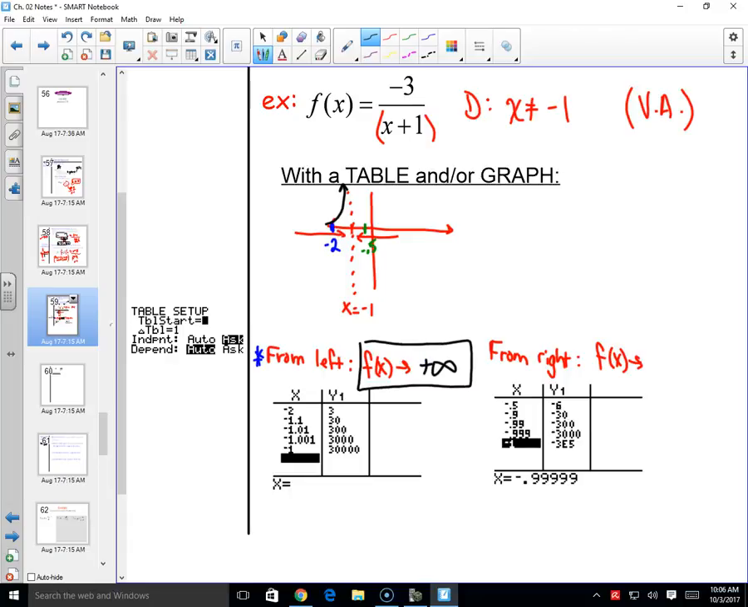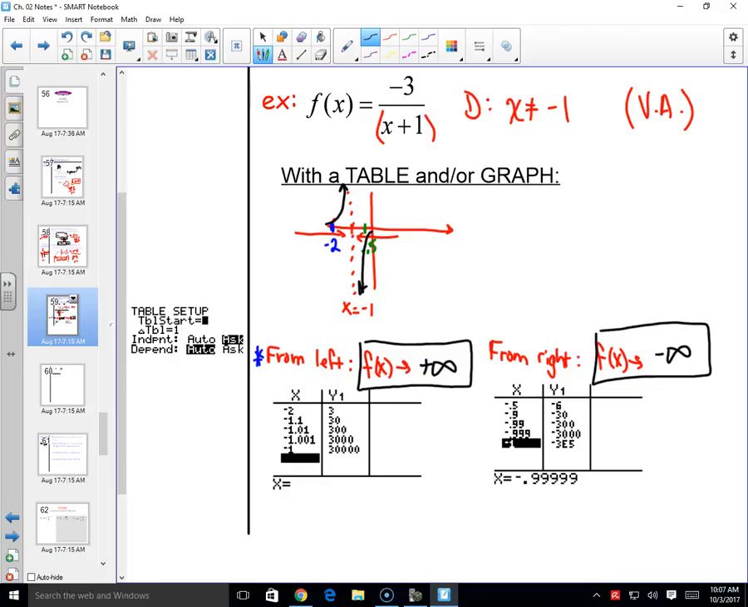And kiddos, can you see on this one as you come from the right? Negative 6, negative 30, negative 300, negative 3,000? Negative, negative, negative, negative. And then do you guys see how I have this one selected? Is that really negative 1? It's negative 0.99999. Yeah. I'm going to negative infinity, or I should say my function is going to negative infinity.